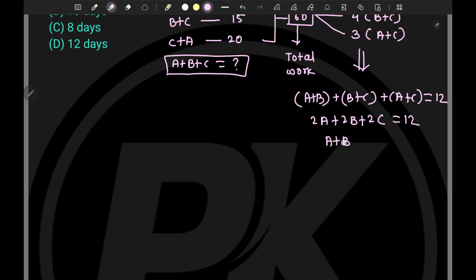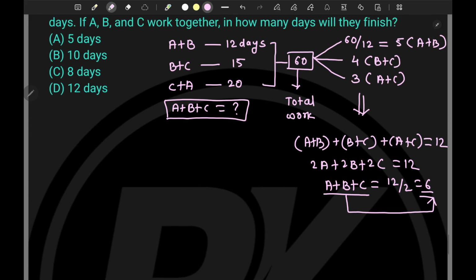And hence, if only A plus B plus C are working, the total portion of the work to be completed in one day will be equal to 12 by 2, and that will be equal to 6. Now we know A plus B plus C can complete 6 portion of work in one day. Then how much is the total work? It is 60. Then how many days will they require? It is 60 divided by 6, and hence the answer will be 10 days. And hence option number B is correct.